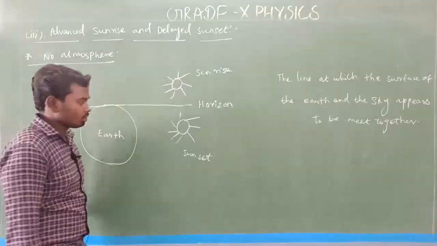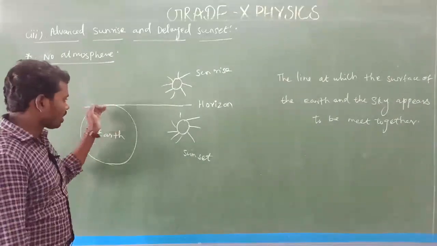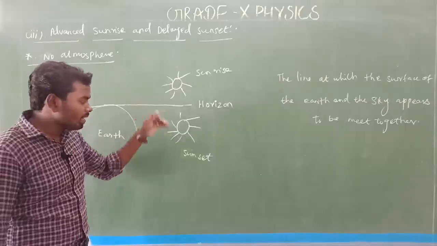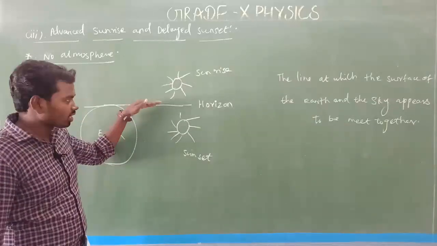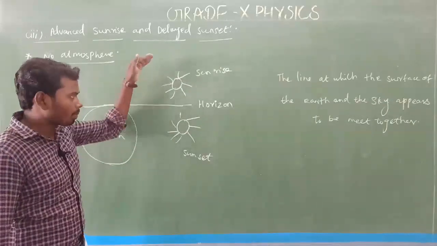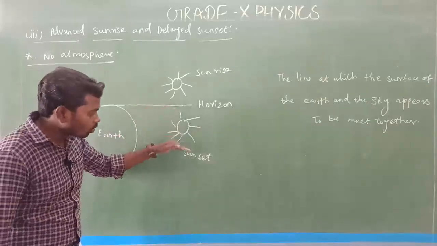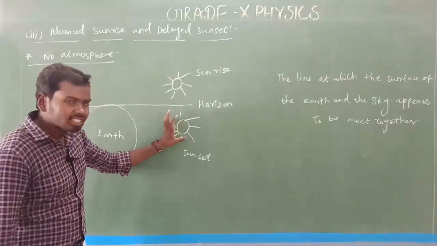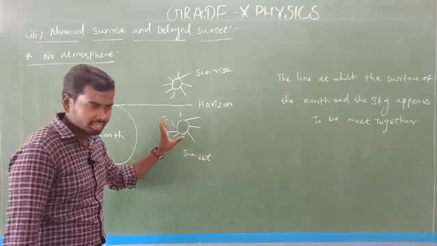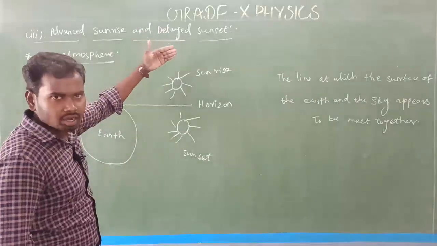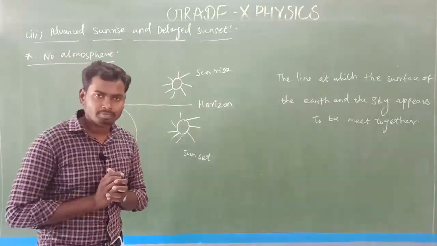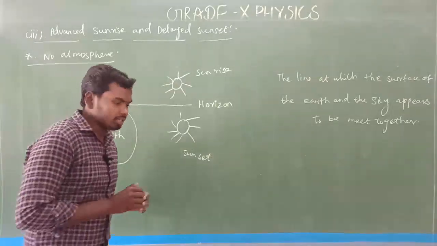That's all. Okay, look at it, very simple. So this is the horizon line. The lower part is below the horizon. If the sun is below the horizon, that is called sunset. If the sun is above the horizon, that is called sunrise. That's all.